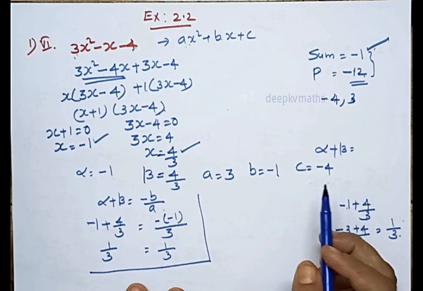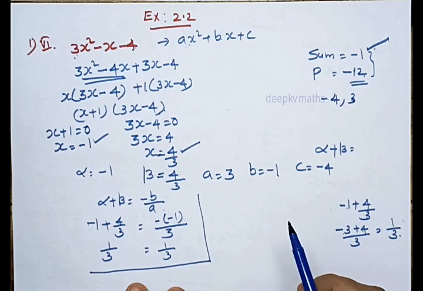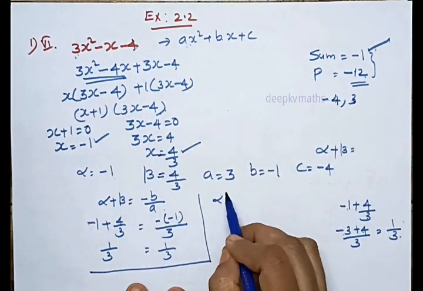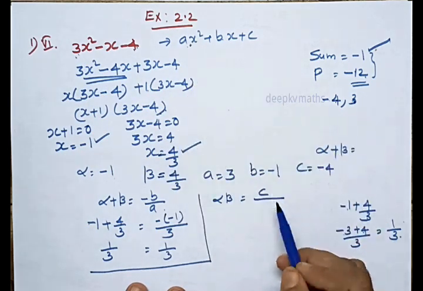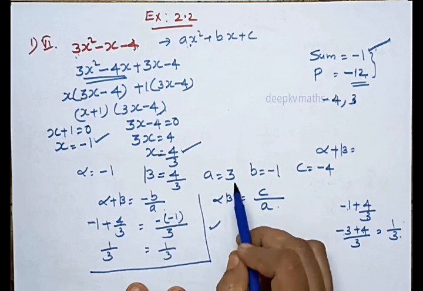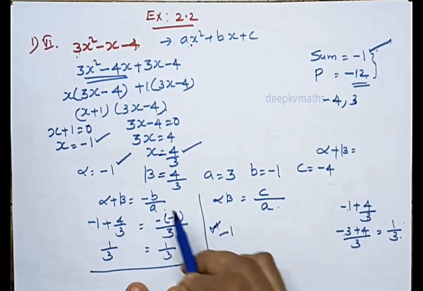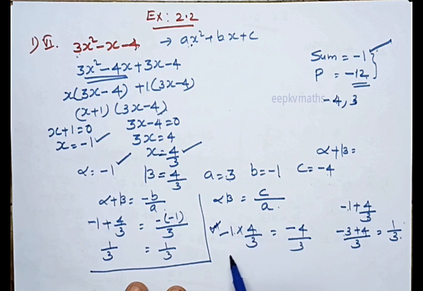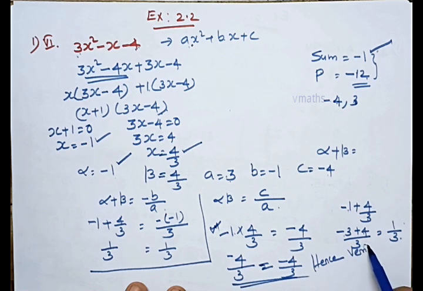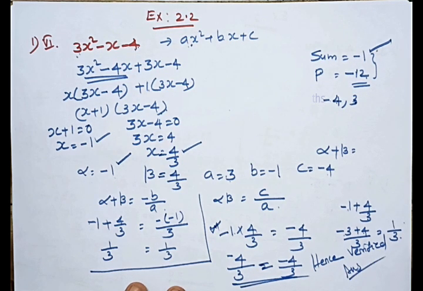Now we verify alpha beta, the product of zeros, which is equal to the constant term divided by the coefficient of x square. The constant term c is minus 4, so alpha beta is equal to c by a, and a is 3. Alpha is minus 1 and beta is 4 by 3. Minus 1 into 4 by 3 is equal to minus 4 by 3. Here also minus 4 by 3. Both are equal. Hence verified. Alpha plus beta and alpha beta are verified. This is the answer, and exercise 2.2 question number 1 is completed.